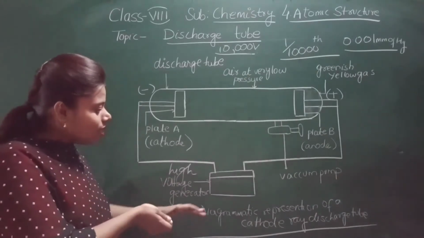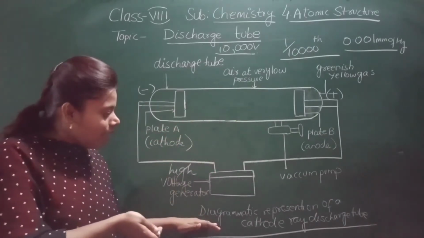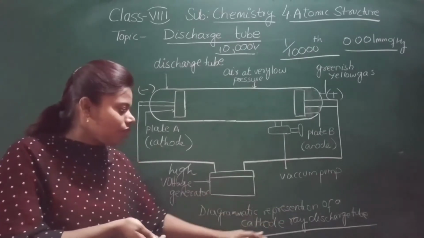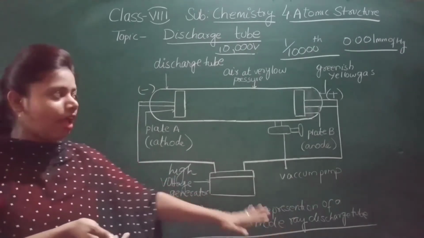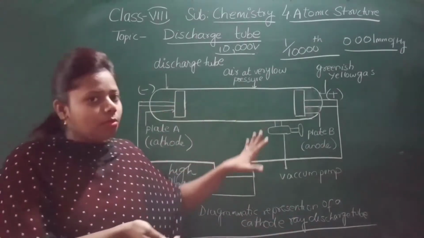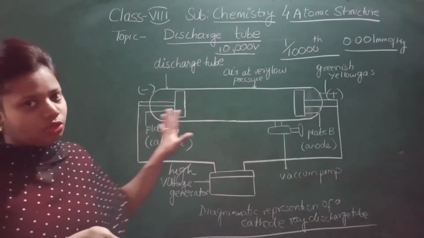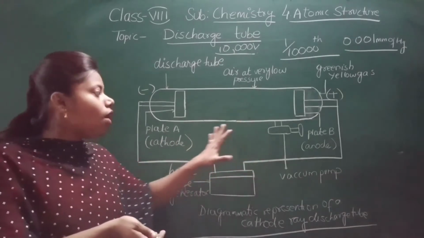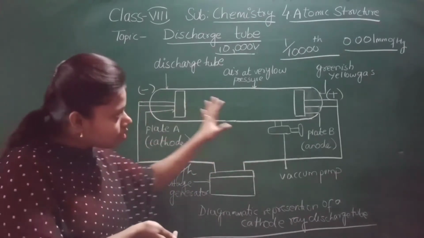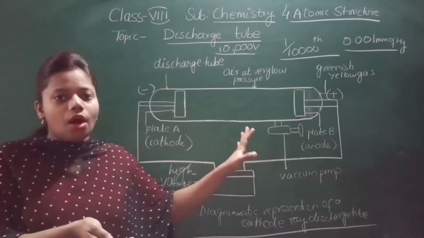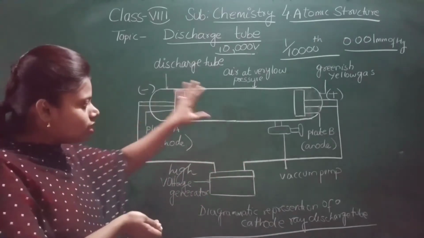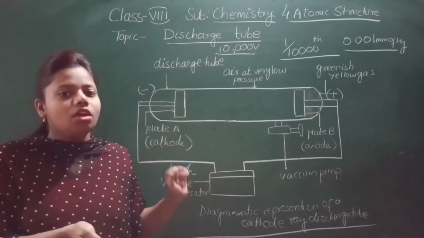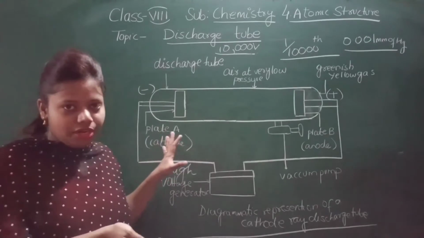This is the diagrammatic representation of a cathode ray discharge tube. I have made the diagram of this discharge tube in which the cathode rays were produced. Now, how did cathode rays emerge, how were they discovered? Let us see in this setup. First, let us know what I have made here.